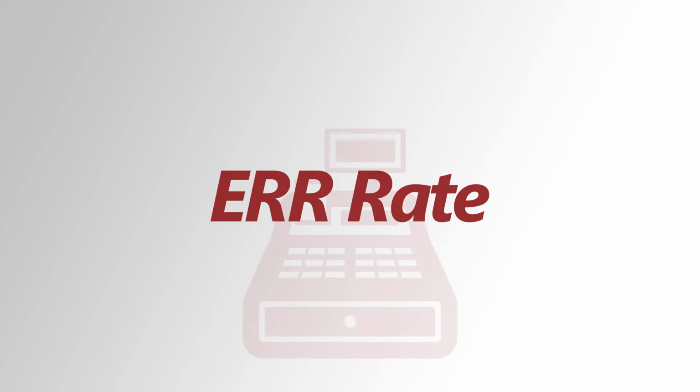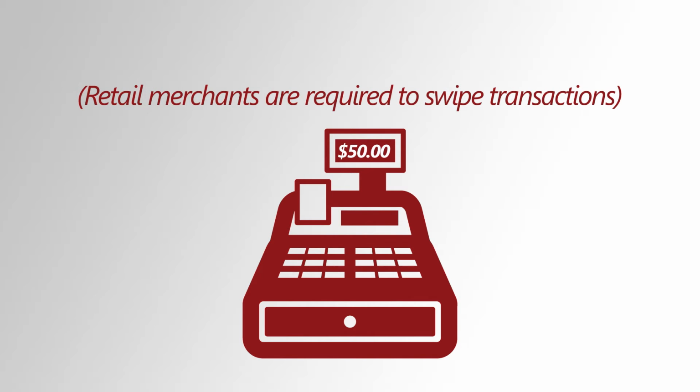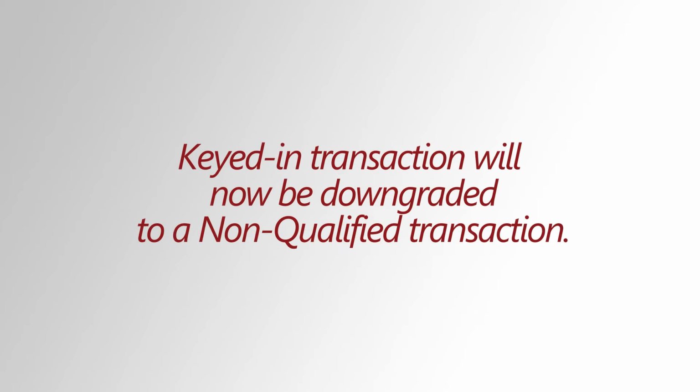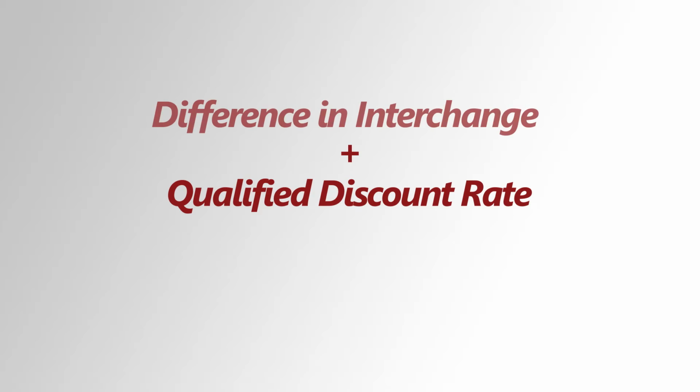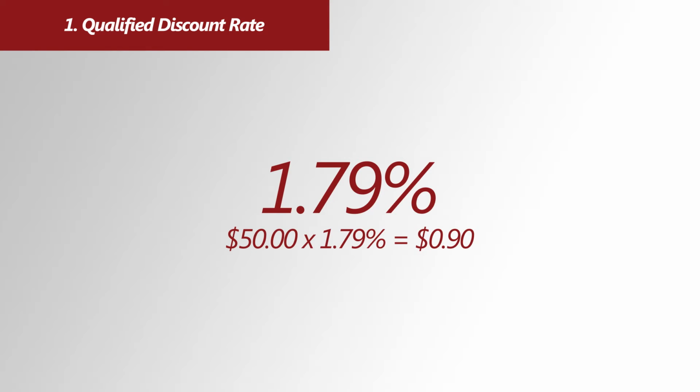Here's an example. A retail merchant keys in a Visa transaction for $50. Since retail merchants are required to swipe their transactions, the keyed-in transaction will now be downgraded to a non-qualified transaction. In this example, the merchant is then billed for 3 different rates: the qualified discount rate, difference in interchange, and the ERR surcharge. For the qualified discount rate, our example will use 1.79%.